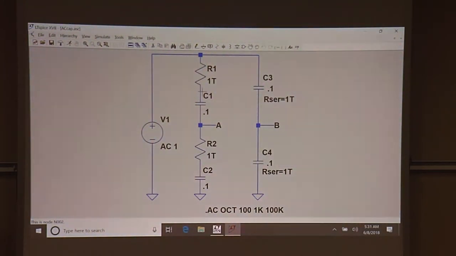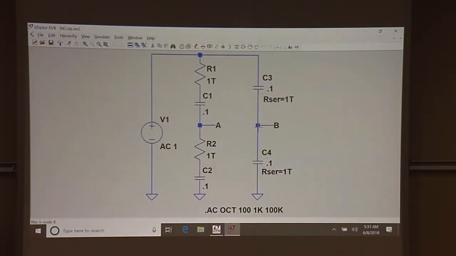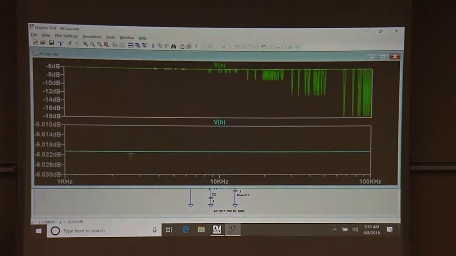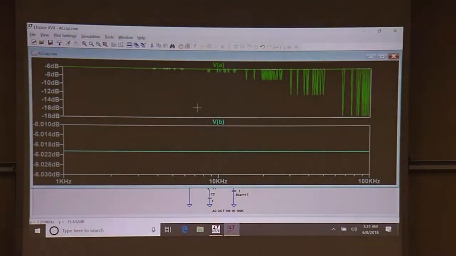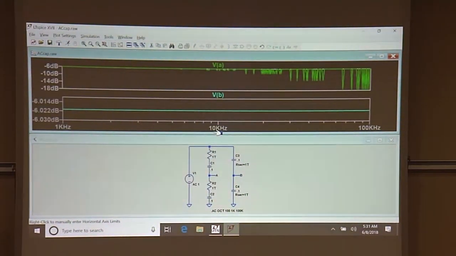All I have to do is run this simulation from inspection and know the solution is that node B, both of these intermediate nodes, should be precisely minus 6.02 plus change down. Okay? Let's run the simulation. And you see node B is exactly the right number, and node A has errors up to 10 dB just because you're running out of dynamic range and you're trying to solve a matrix. Okay, so that's a demonstration of the accuracy.